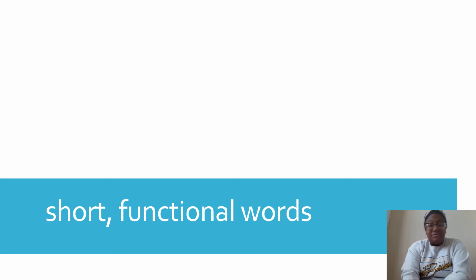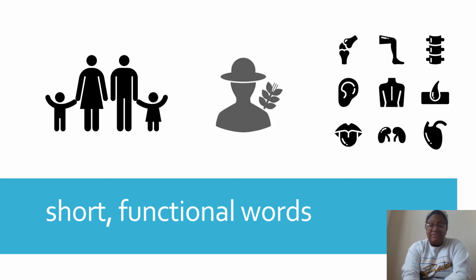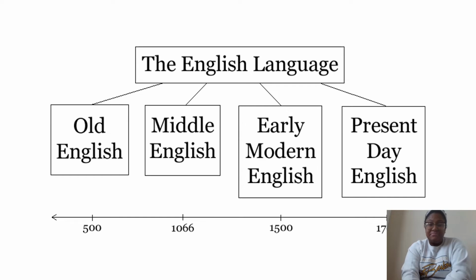Many of the English words that we have today of Anglo-Saxon origin are words that deal with family, farming, and body parts. So basically all the words you needed to be able to talk to each other quickly. So like my arm hurts. I need to be able to say that quickly. So that's why arm is an Anglo-Saxon word.